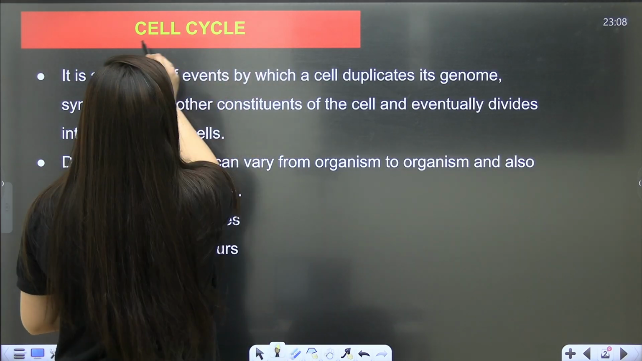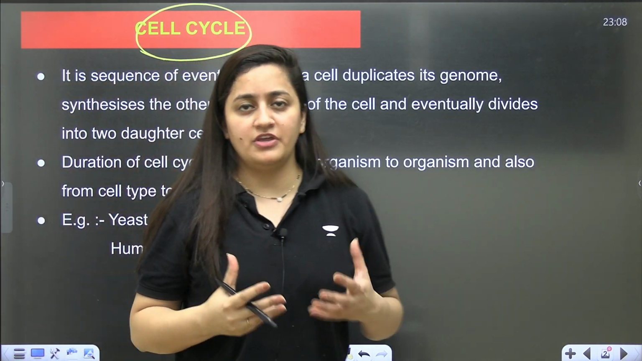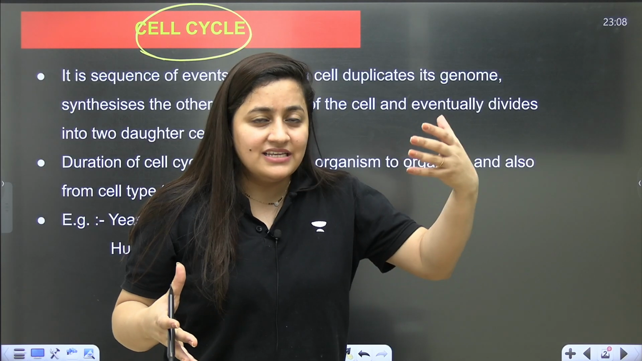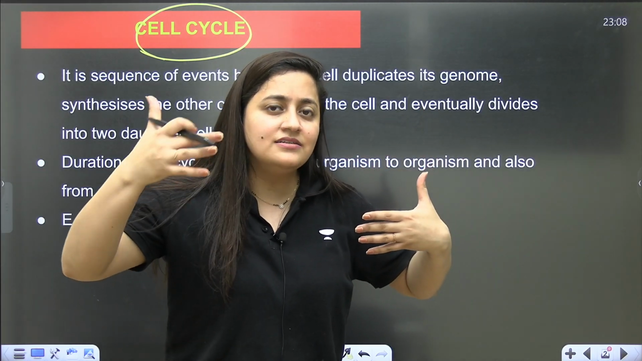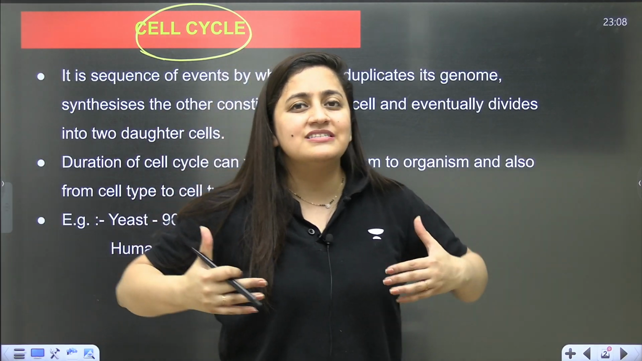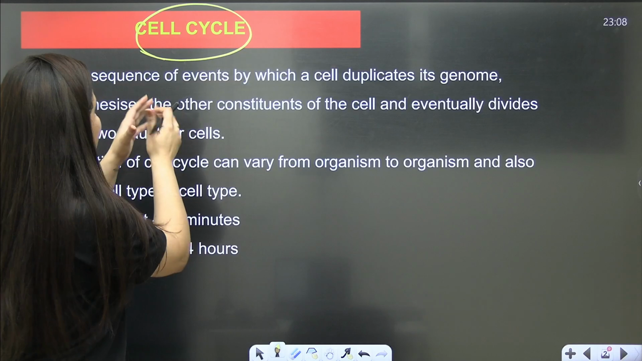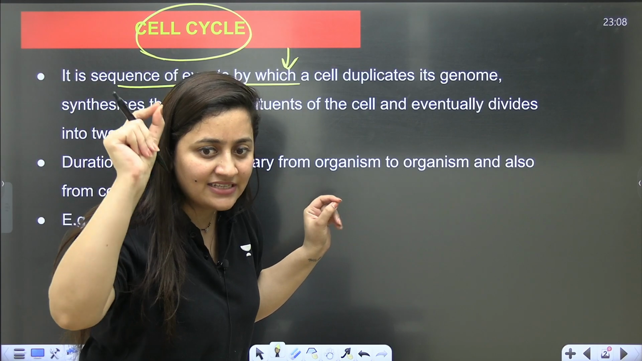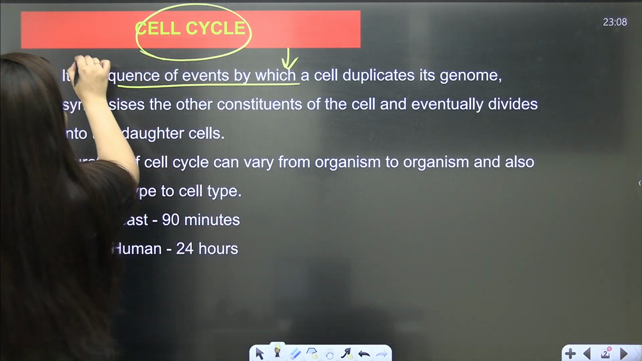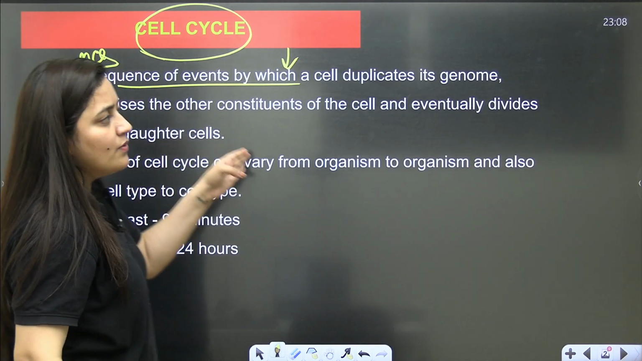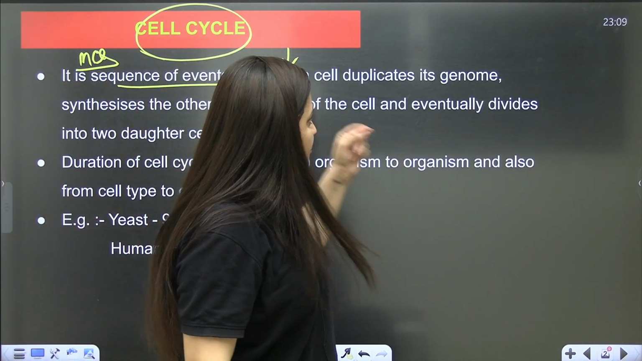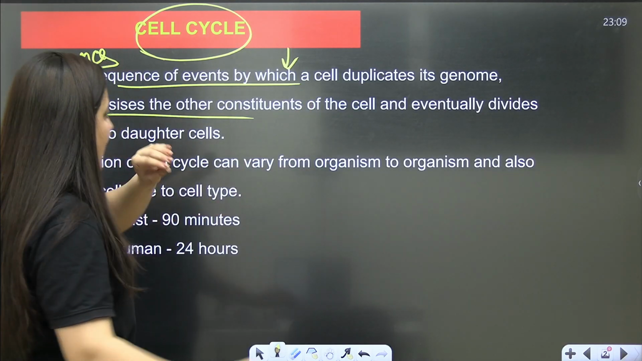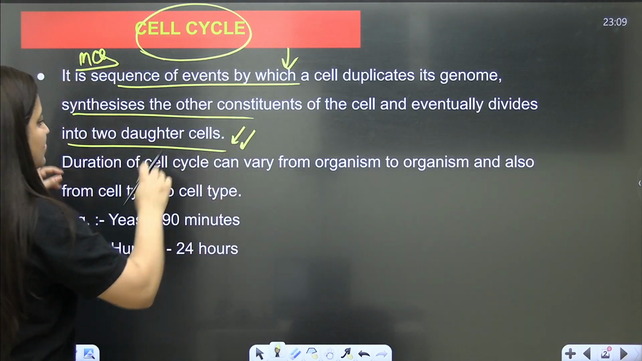So first of all, when we talk about the cell cycle, what is it? It is a sequence of events. We know that division is very important for a cell, right? So when there is a disturbance in surface to volume ratio, when there is a disturbance in nuclear to cytoplasmic ratio, a cell is going to divide, and that sequence of events by which a cell duplicates its genome. This line is from NCERT, so you have to listen to me very carefully. MCQ can come from this part. So, a sequence of events by which a cell duplicates its genome, synthesizes other constituents of the cell, and eventually divides into two daughter cells. This is what a cell cycle is.